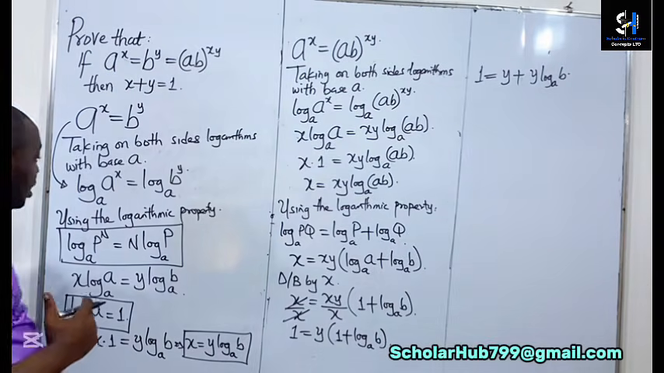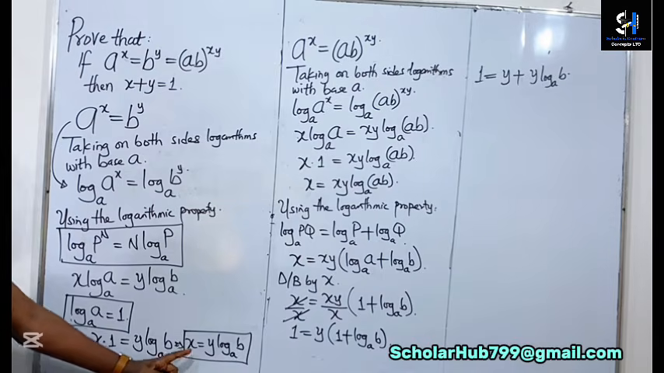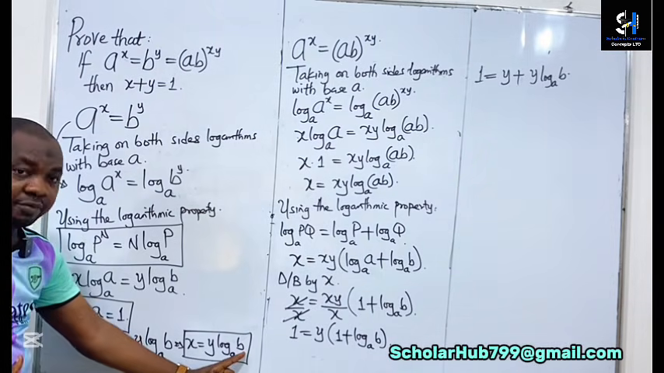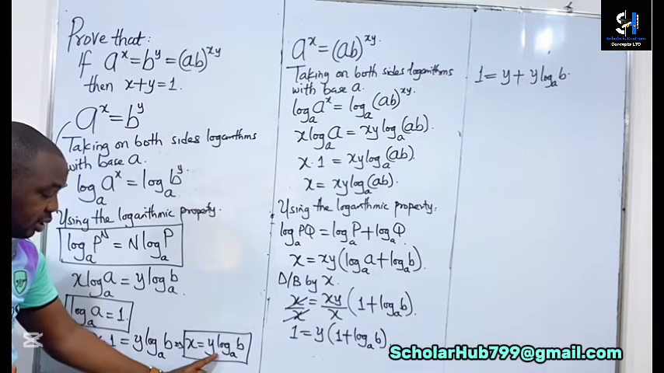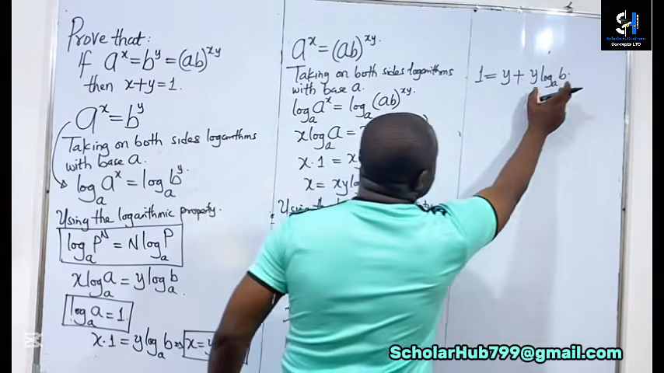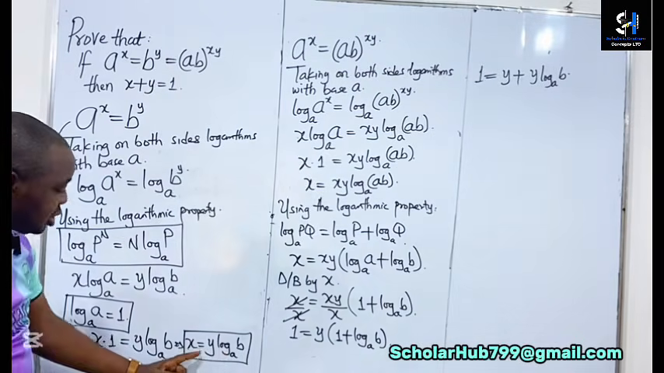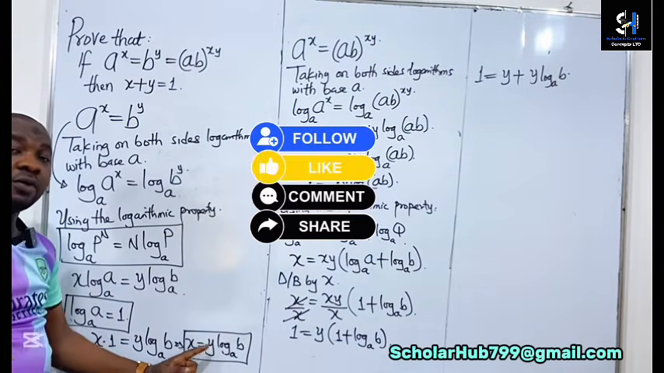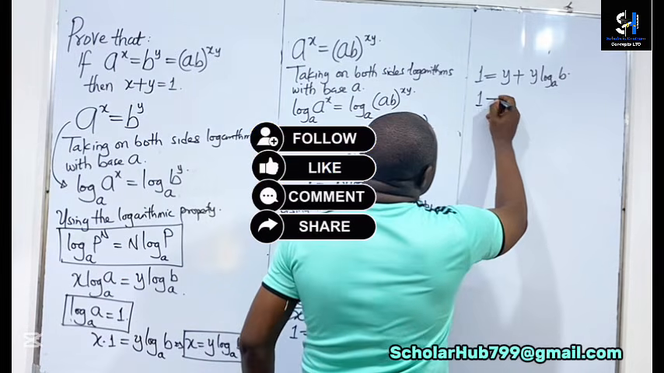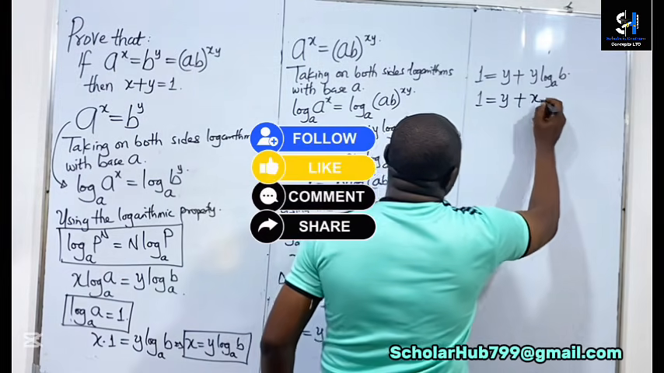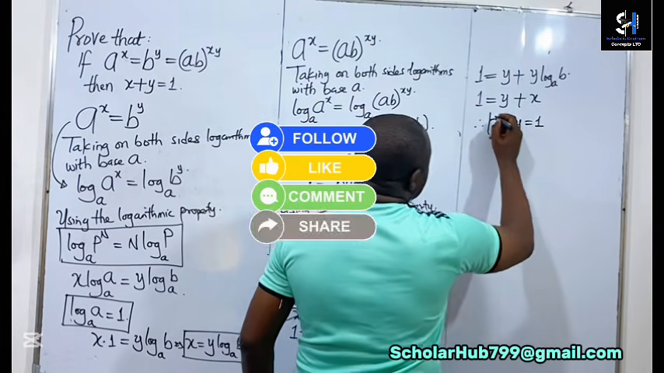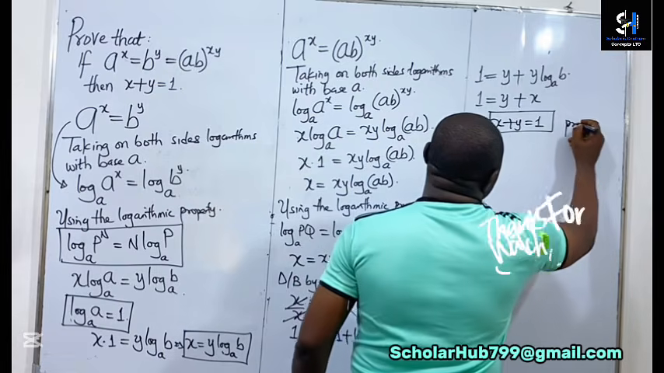Now, let's go back to what we have here. We have that x equals y logarithm to base a of b, that is the product of y and logarithm to base a of b. So this will be 1 equals y plus x. Therefore, x plus y equals 1. Proven.